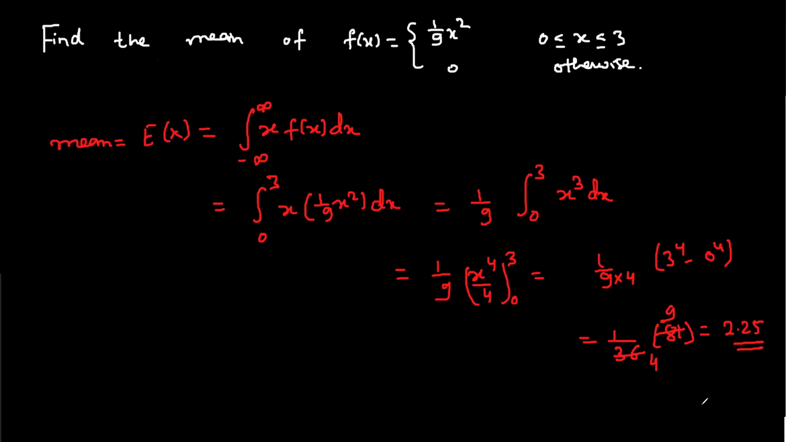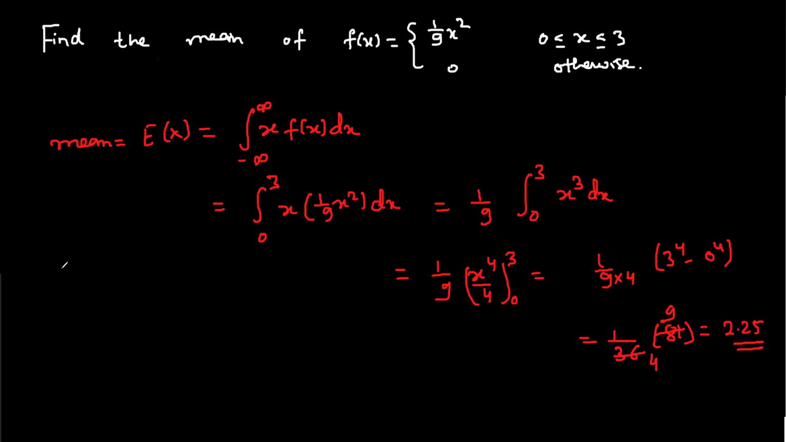Expected value can be anything. It can be negative, positive, greater than 1, greater than 2, greater than 3, anything. Expected value is the mean, just x multiplied by the probability of x. And if it's continuous, it's going to be the integration of x multiplied by f(x).